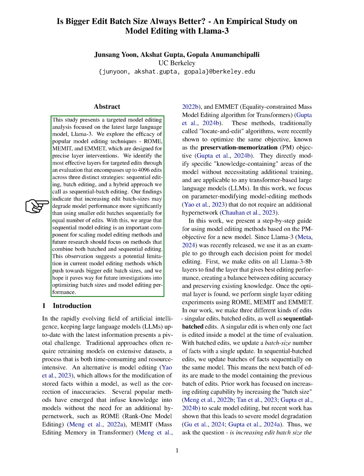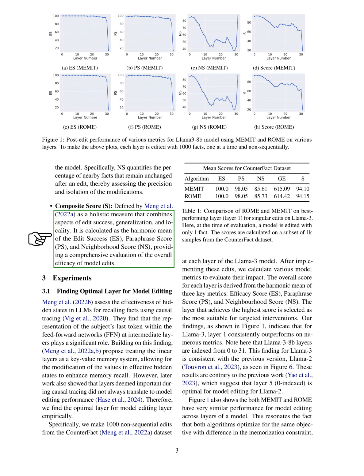Moving on to the preservation memorization objective, it comprises a preservation term and a memorization term. The objective is to optimize the preservation and memorization of facts within the model. Methods like MEMIT and EMMET optimize this objective using different constraints, leading to efficient memory edits with a single gradient update, known as batched edits. Model editing metrics such as efficacy score, ES, paraphrase score, PS, neighborhood score, NS, and composite score, S, are used to evaluate the success of model edits based on factors like edit success, generalization, and locality within the model. These metrics provide a comprehensive assessment of the effectiveness of model editing.